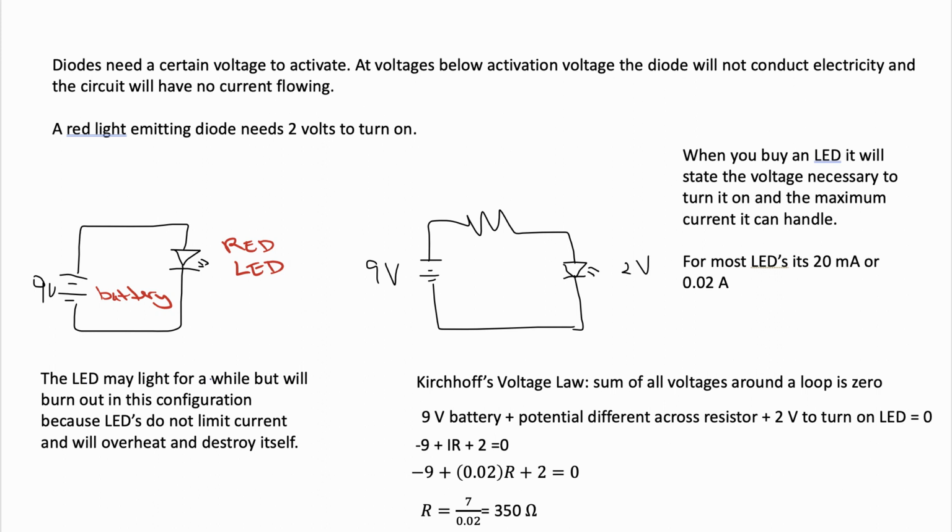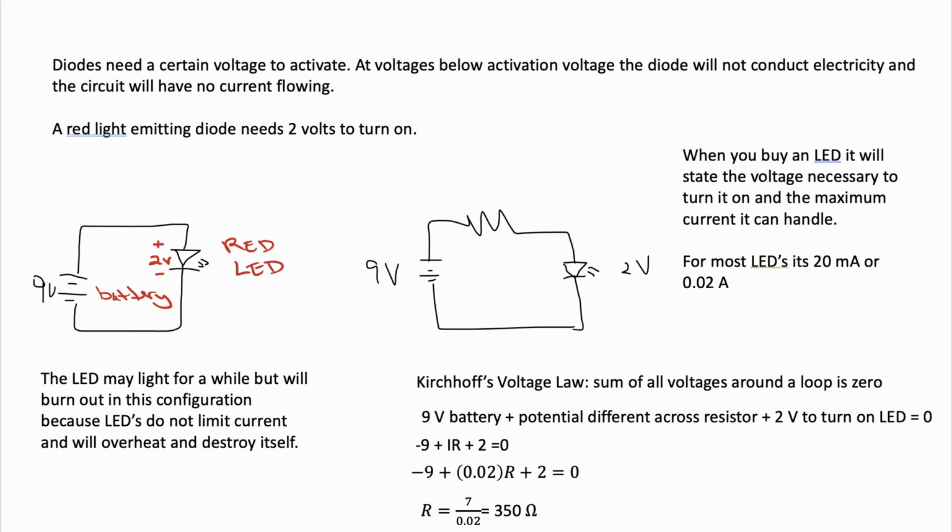And the LED would light up for a while, but would burn out in this configuration because the LED does not limit current and will overheat and destroy itself. So we could hook this up, and it may run and it may turn on and you see some red light coming out, but after a while it's going to stop because it's just going to get too hot. So we needed 2 volts to turn it on, and that's supplied by the battery, but the LED doesn't limit its current. It'll just let as much as it wants flow through.